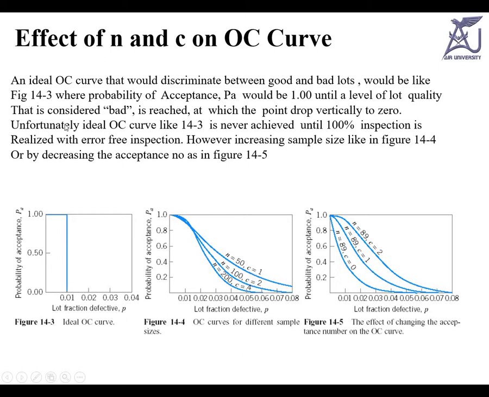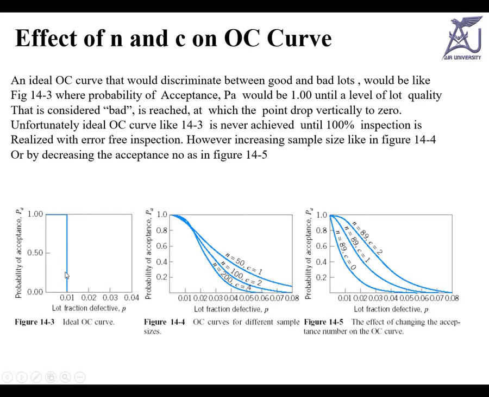In this case, if you have an ideal curve, which normally does not exist, that is the likelihood as figured in 14.3. Your probability of acceptance PA would be 1.0, meaning 100%, at the fraction defective or maybe AQL level of 1%, but beyond that it is just 0 now. Ideally speaking, it is 100%, but practically it may not be like that. Unfortunately, the ideal OC curve like 14-3 is never achieved until 100% inspection is done. Yes, it can be achieved if you do 100% inspection.